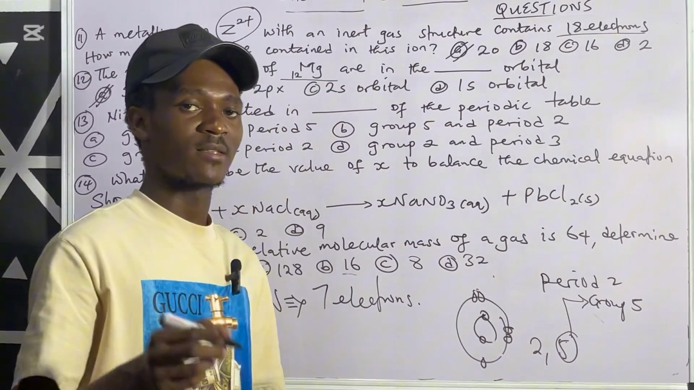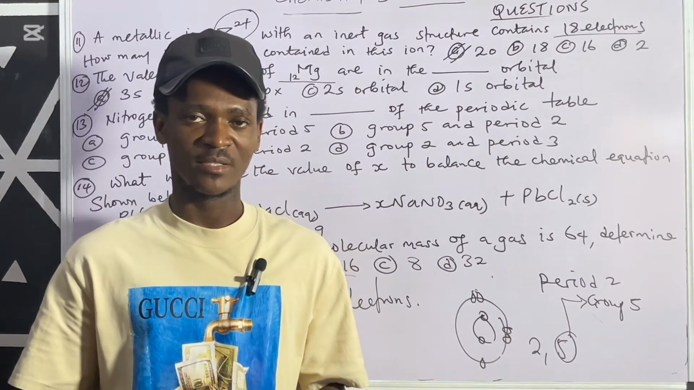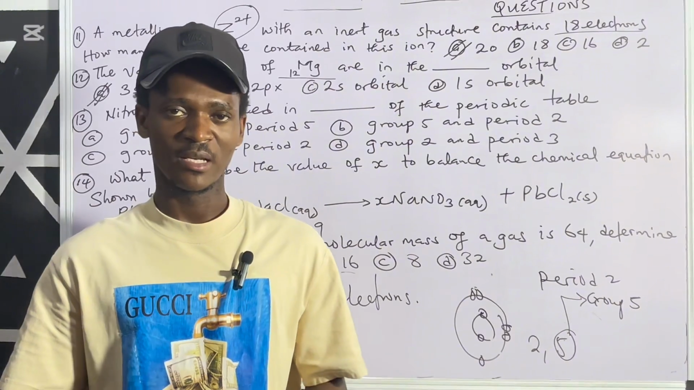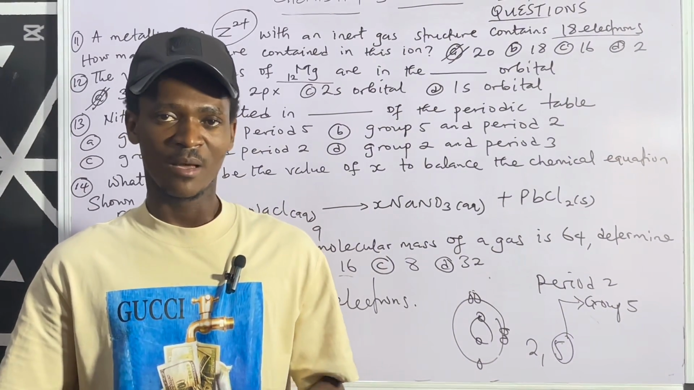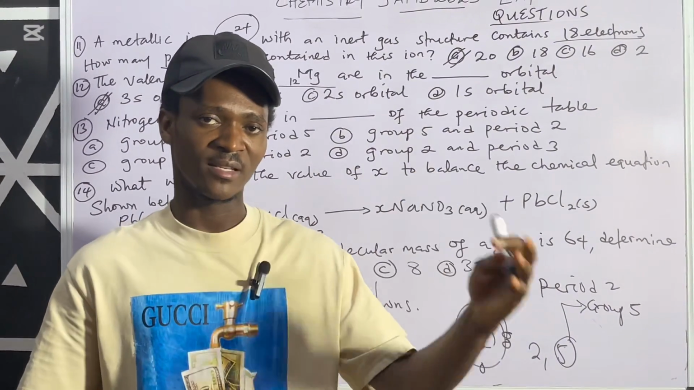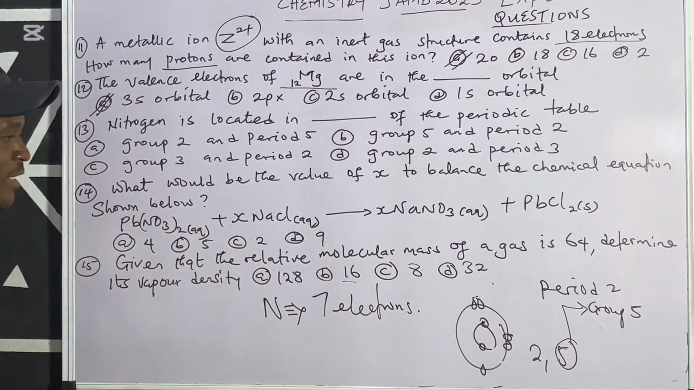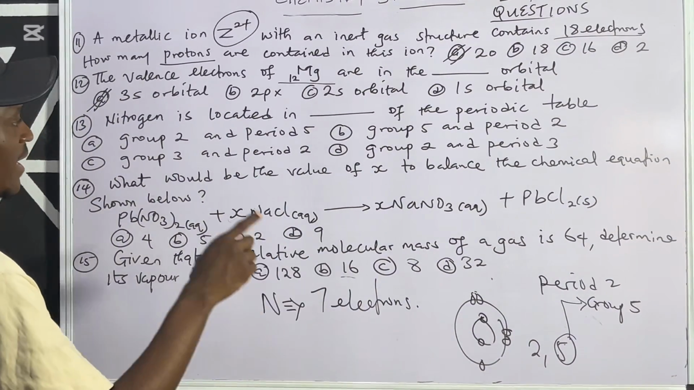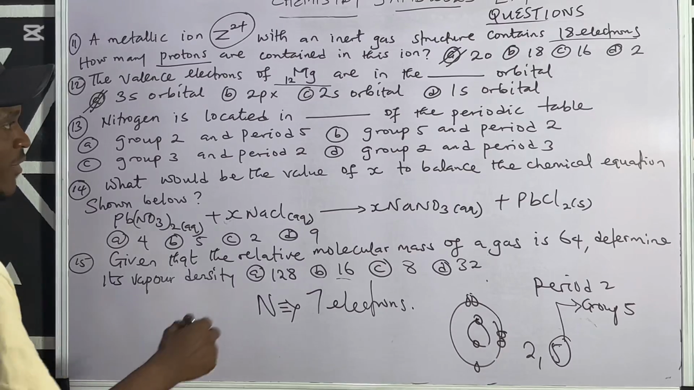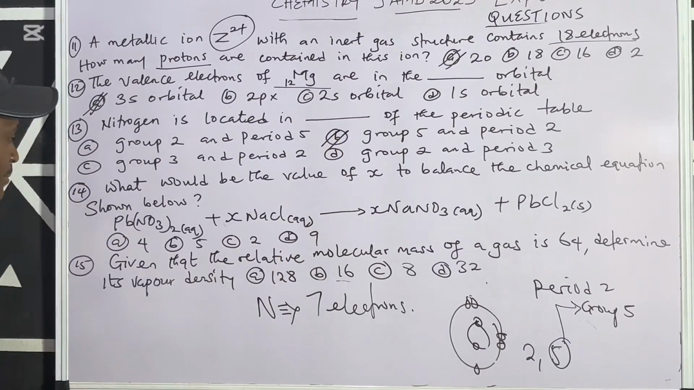So in a nutshell, I can say that periods of elements are determined by counting the total number of shells, while the group of elements is determined by counting the total what? Valence electrons. Is that easy? So it means nitrogen is found in group 5 and period 2. Group 5, period 2. Option B is right.